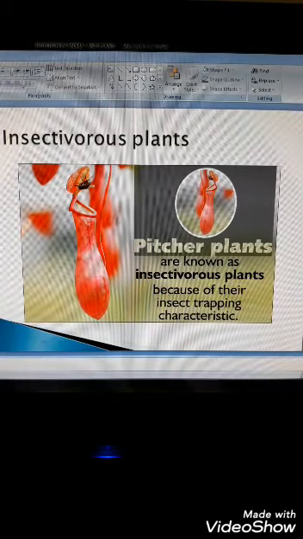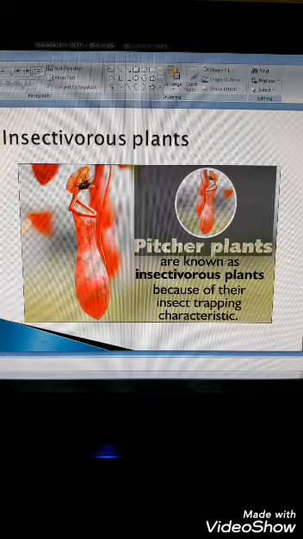Next we come on to the insectivorous plants. Now insectivorous plants are insect eating plants. Now why do they feed on insects? These insectivorous plants are generally green plants, but to fulfill their nitrogen requirements they feed on insects. They prepare their own food by the process of photosynthesis, but for preparing proteins, they cannot get nitrogen from the surroundings. So the insects on which they feed fulfill their nitrogen requirement.